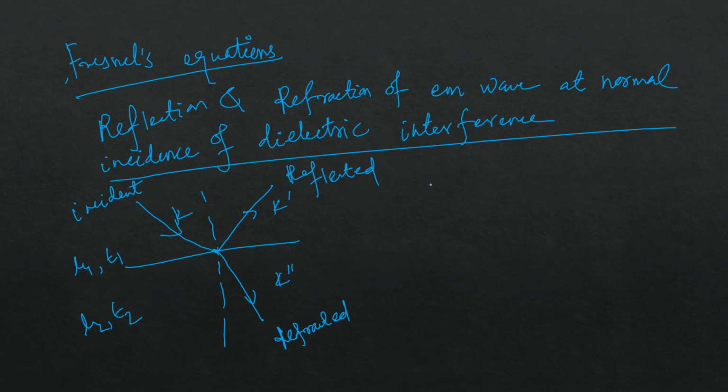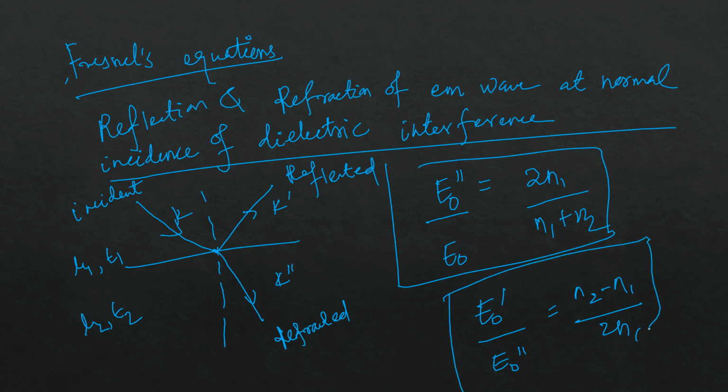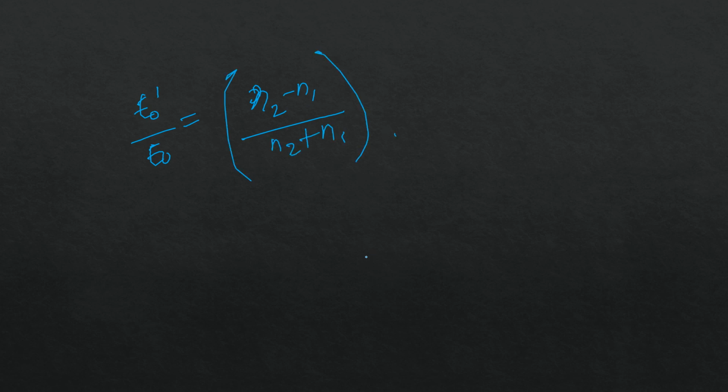So the formulas are: E naught double dash by E naught is equal to 2n1 by n1 plus n2, and E naught dash by E naught is equal to n2 minus n1 by n2 plus n1. So these two formulas we have to remember from this topic.